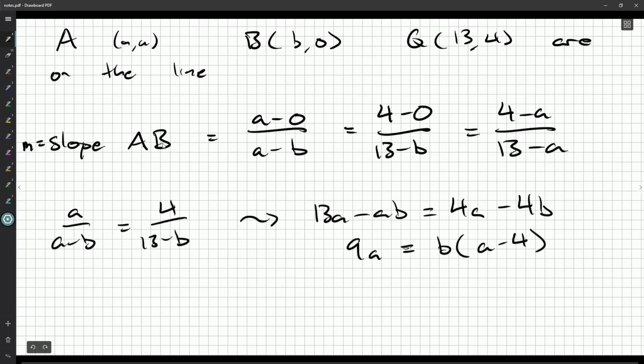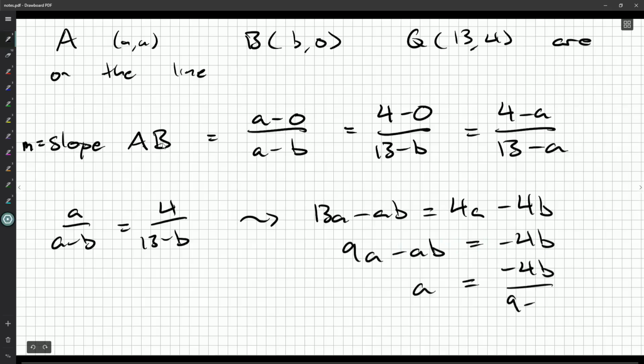Okay. Maybe instead we should regroup and solve for our a's. That way we get a in terms of b. It might be a little nicer. So we'll put the 9a minus the ab over here is equal to negative 4b. Take out a factor of a, so negative 4b over 9 minus b, that's a. Okay, and so if we want a to be an integer, there's certain things that we might be able to conclude from there. So that's just comparing these two.